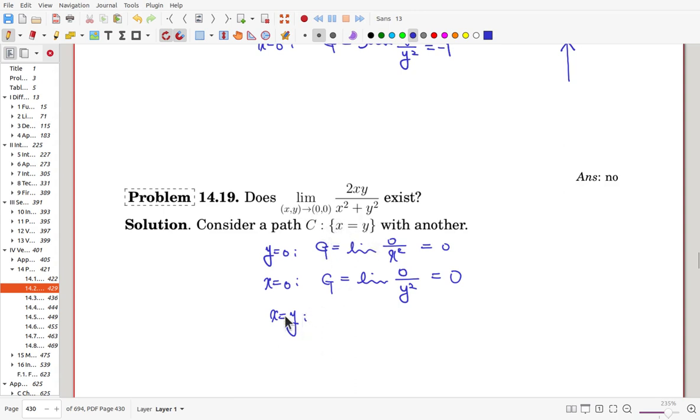Now, once x is y, along the 45-degree angle, the points are approaching the origin. Then the given problem is the same as the limit, and x is y, so that is 2x squared over 2x squared again. So this is always 1, so the limit is 1. In conclusion, we found two paths so that their limits are different, this one and that one. So there's no limit.